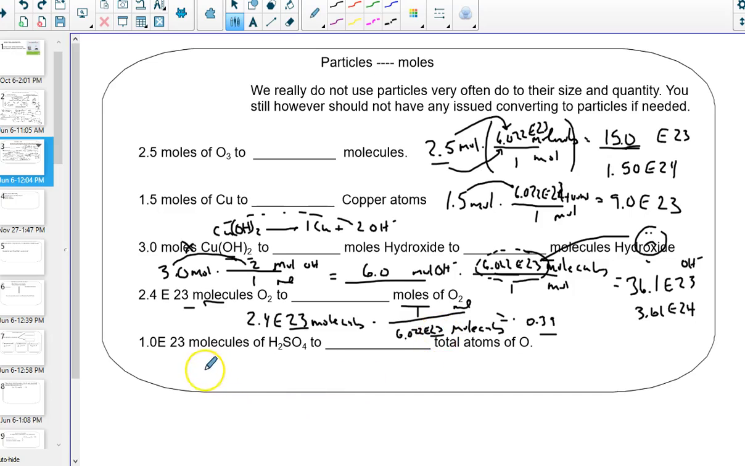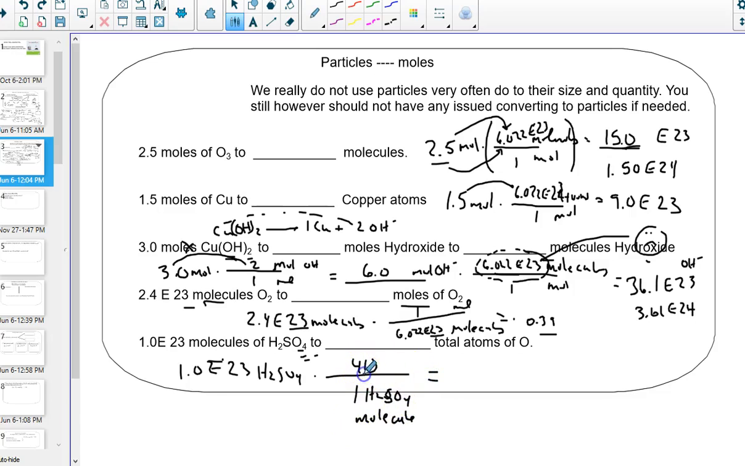So, there we go. This guy now, molecules, 1.0 e to the 23rd molecules of this guy, H2SO4, total atoms of oxygen. Alright, we're in molecules already, so how many atoms of oxygen are present here inside this one thing? For every one H2SO4 molecule, I get 4 oxygen atoms.